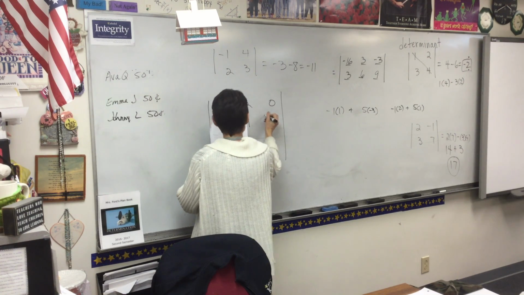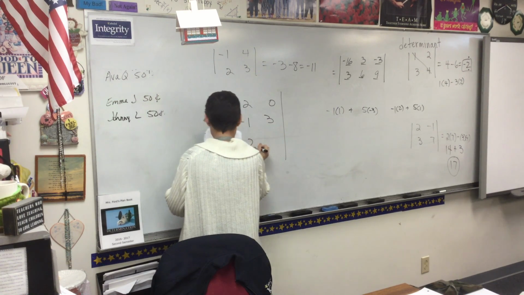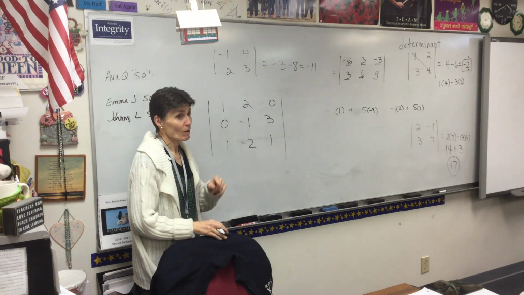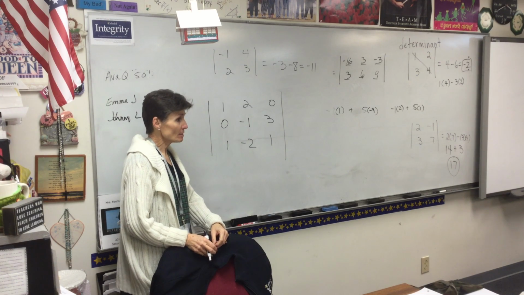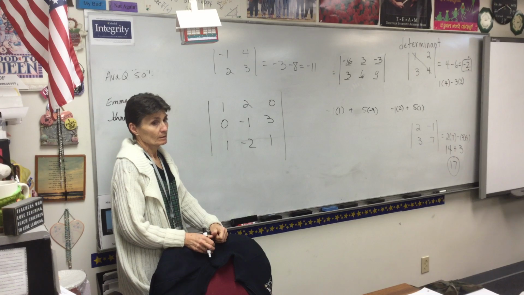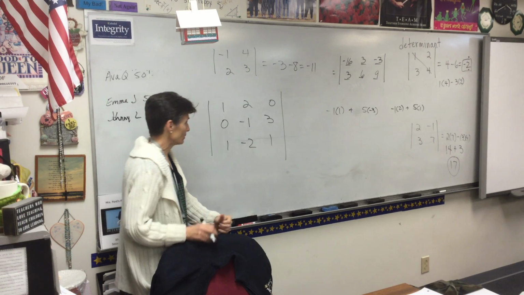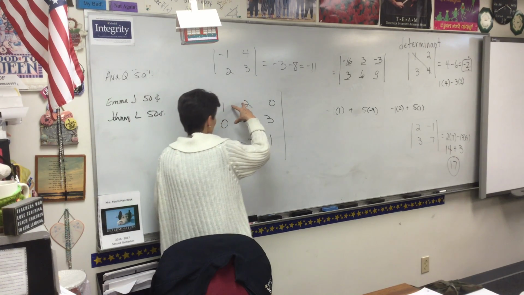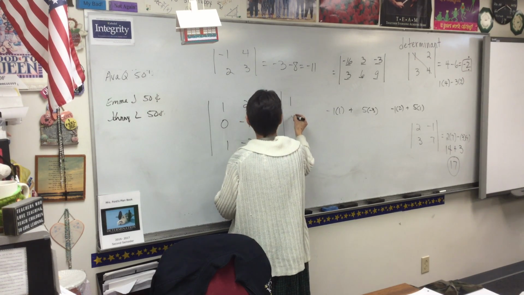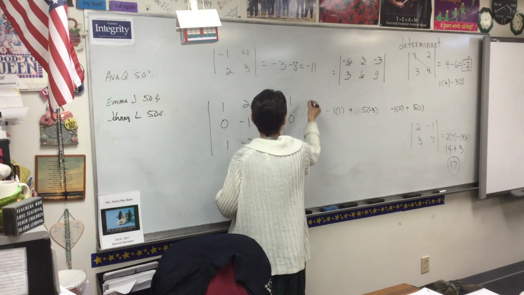Now, he is a square, so we can do it. But we have a different strategy. It's a bigger determinant, so it's got a different strategy. All right, you paying attention? Here we go. Take the first 2 columns and rewrite them outside of the determinant.